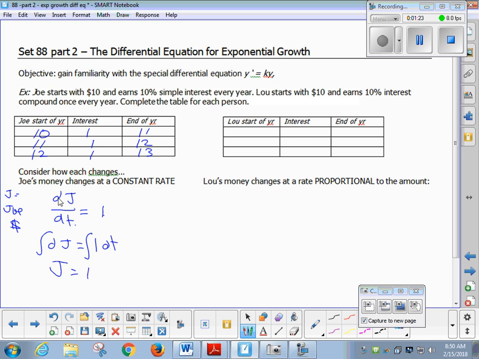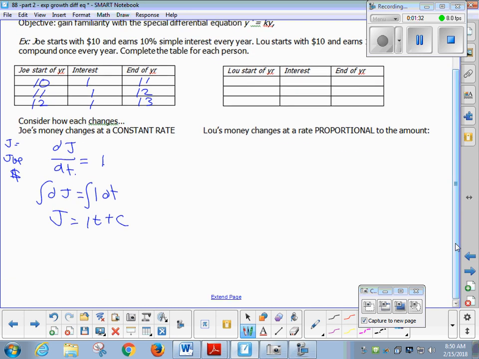1 t plus, pick up a constant. Now, we integrated both sides, but we just put a constant on one side. Because it's arbitrary, we could put them together into one. You with me? We could use the initial condition. We know that at time 0, J has, or Joe has, $10. And therefore that C would be something like 10 equals 1 at time 0 plus C, so C is 10.